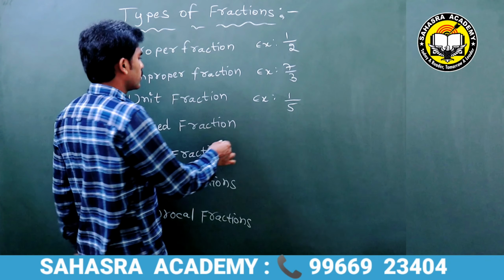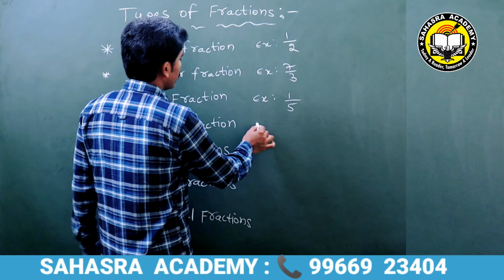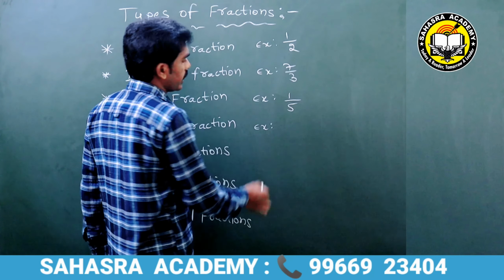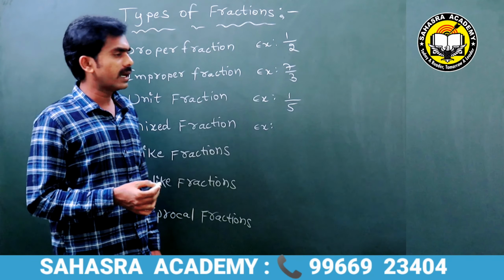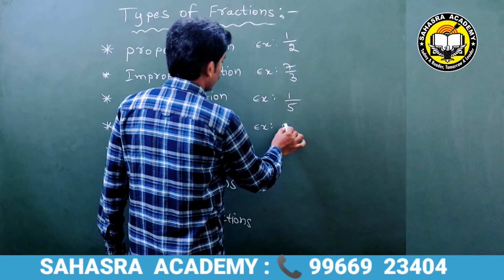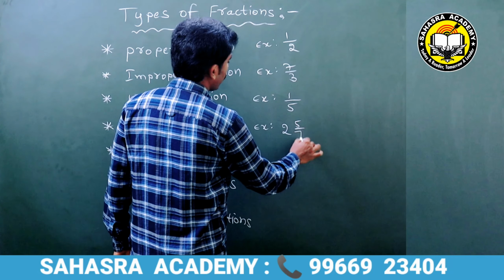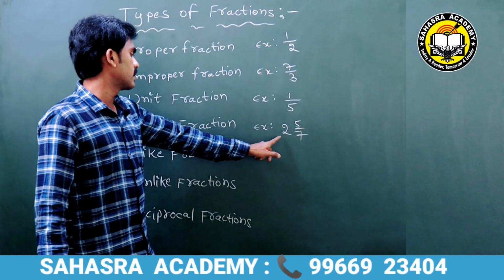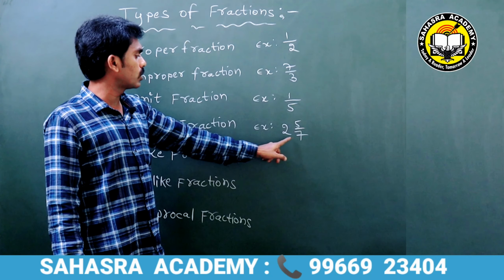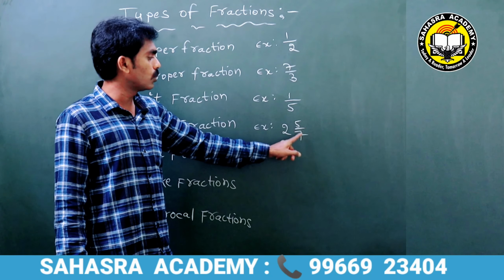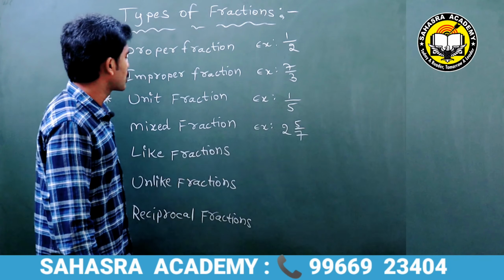Okay. So next, mixed fraction. See, the fraction which contains a whole number part and a fractional part is called a mixed fraction. See, I am taking 2 5 by 7. So here 2 is the whole number part and 5 by 7 is the fractional part. Here we have both a whole number part and a fractional part. So here 2 5 by 7 is a mixed fraction.